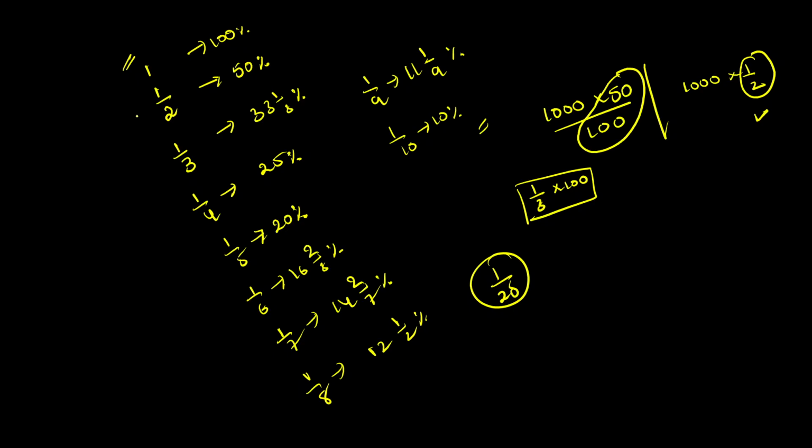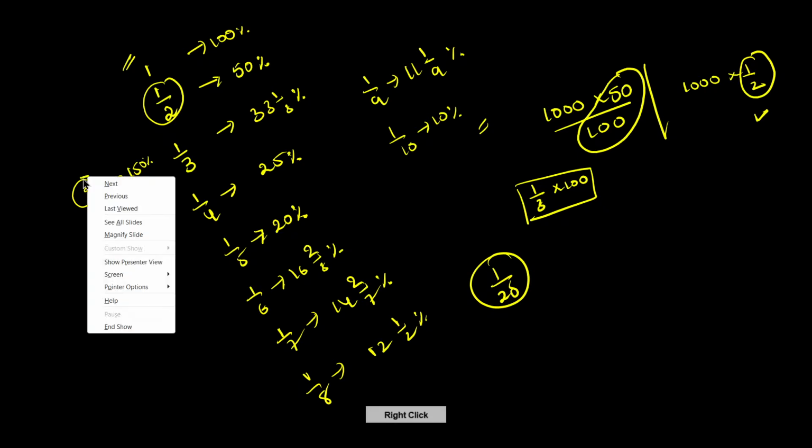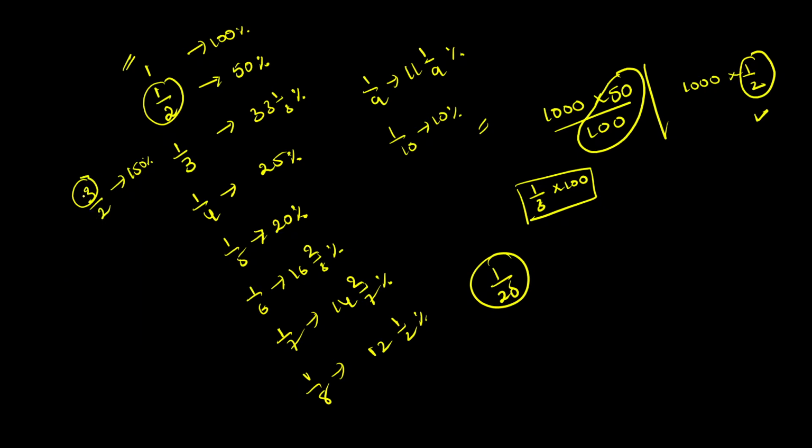So once we know that 1 by 2 is 50 percentage, then what is 3 by 2 percentage? 3 by 2 is nothing but 3 by 2 into 100, that gives you 150 percentage, which is nothing but this fraction multiplied by 3. This fraction multiplied by 3, so 3 times 50, that's 150 percentage.